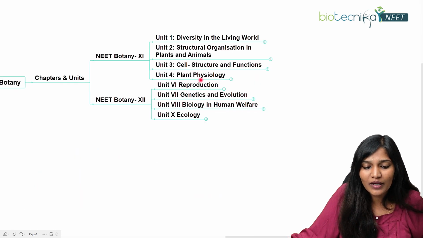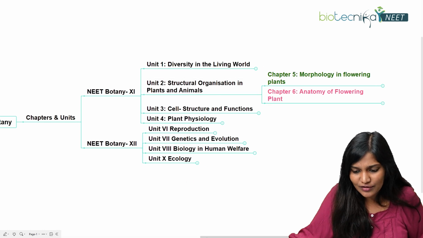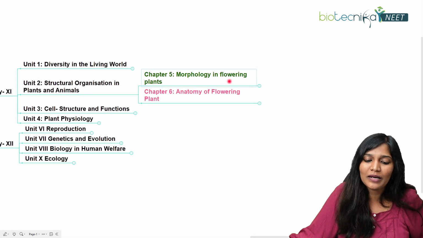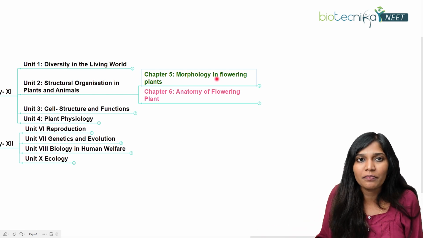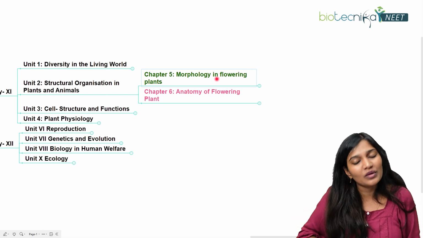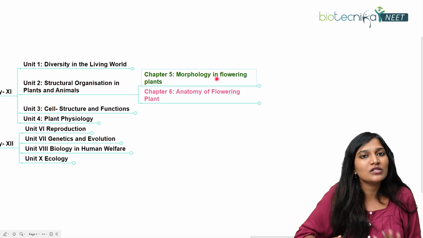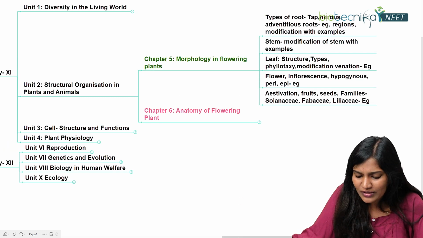The second one is structural organization in plants and animals. Animals, we are just leaving as such for zoology. We are talking only about plants. First is morphology in flowering plants. Never ever refer to any other books apart from the NCERT book, because we find a lot of questions coming only from NCERT. We have never seen any questions which have come apart from NCERT. I'm going to tell you what you have to study.